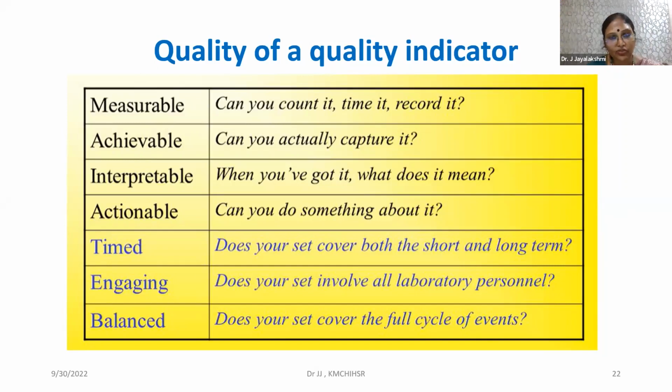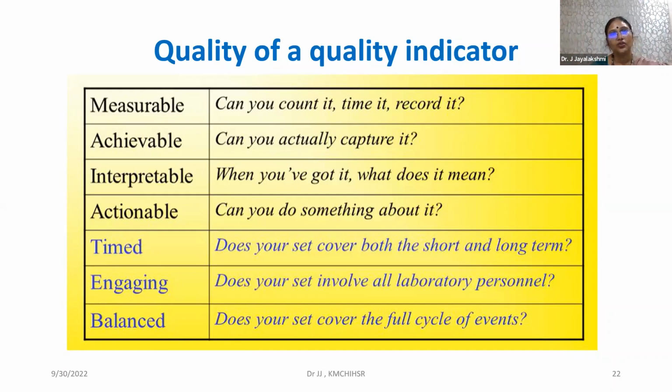And it has to be timed. So it should cover all those short-term measures and the long-term measures. And it should involve all lab personnel, from top down, everybody included in the process. That is why even in your training sessions, it's good to tell all your technical staff about the quality indicators, the capture of these quality indicators, and what they mean. It has to be very balanced. Does your set cover the full range of events? When you have prepared your indicators, does it cover all aspects of your lab functioning?